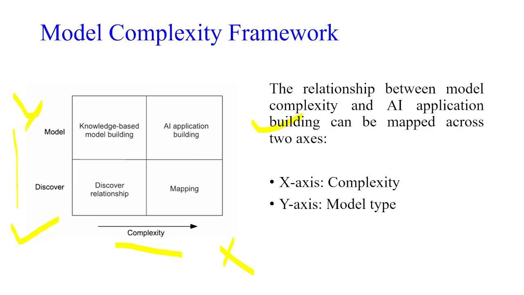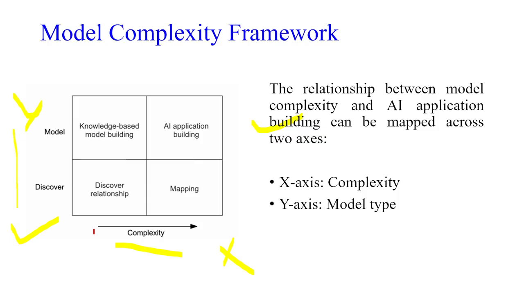Now, the x-axis tells us how complex the problem or the model is, and the y-axis tells us what kind of model is being used. So as we move along these axes, we can see how the nature of AI models changes with increasing complexity. Okay, we can see how the complexity is being increased. So this framework gives us a structured way to think about AI models, not just as isolated tools.